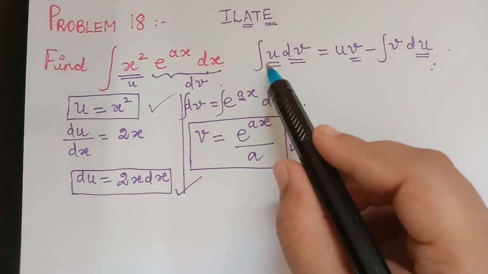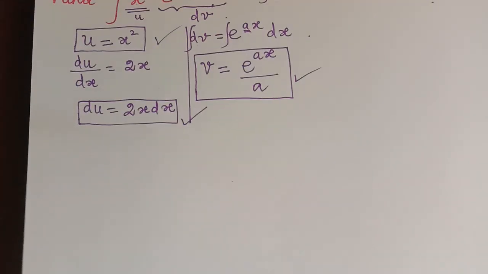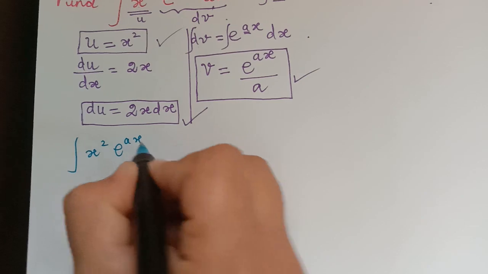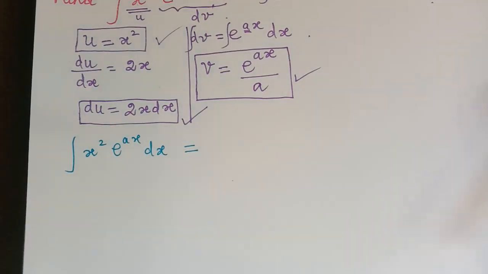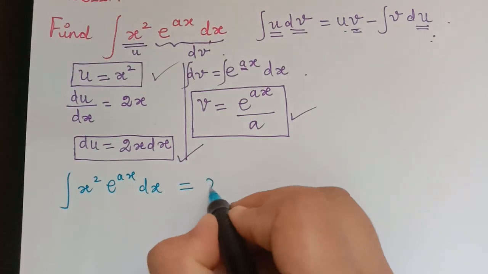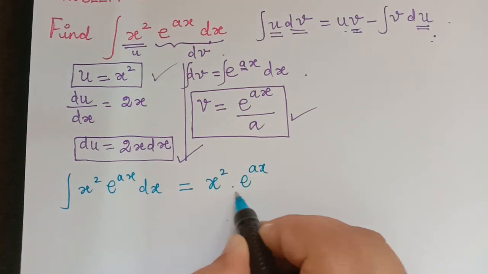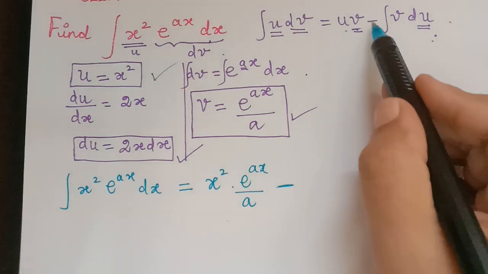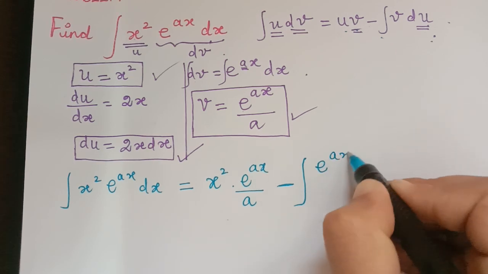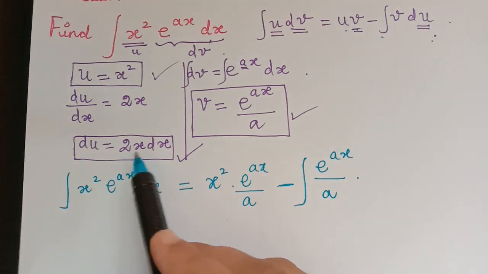So now as per the formula, integral u dv, this is the question that we have, so that we have to write. So integral x squared e power ax dx is equal to, as per the formula, uv. So what is u? u is x square multiplied with v, which is e power ax divided by a, minus integral v, which is e power ax divided by a, multiplied with du. So what is du? 2x dx.